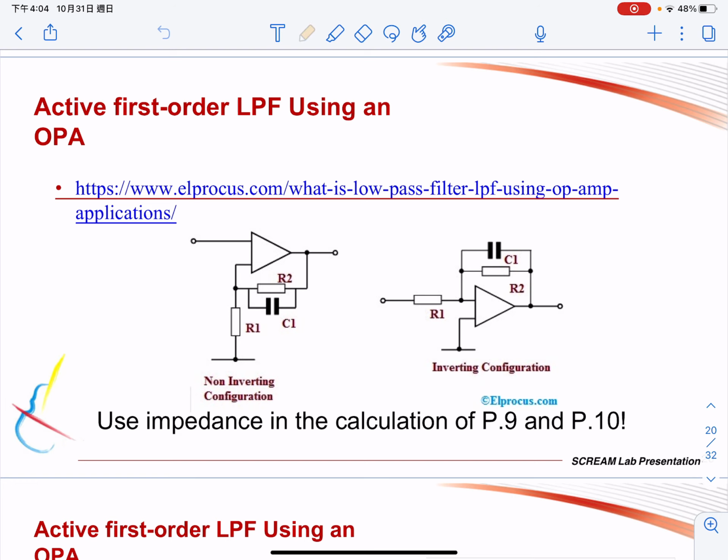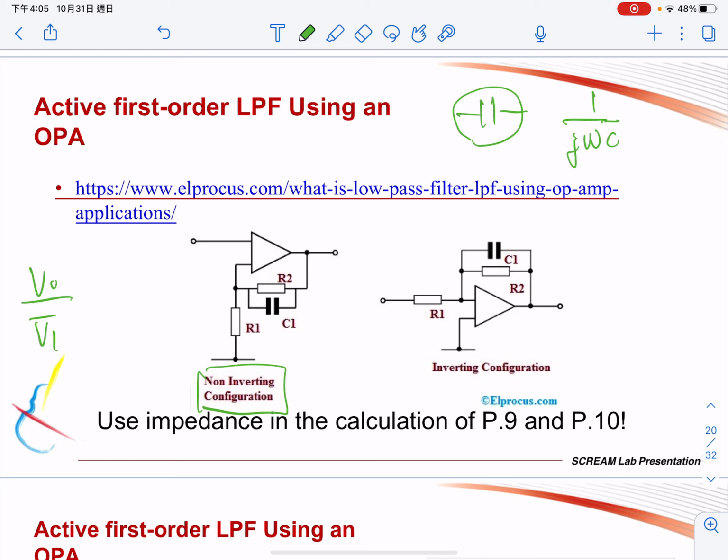Okay, so since we know that the impedance of the capacitor is 1 over j omega C. And last time we had two kinds of filter with operational amplifier. We can just apply the formula that we get from the operational amplifier. For example, this one is a non-inverting configuration, and V out over V in will be 1 plus R2 over R1.